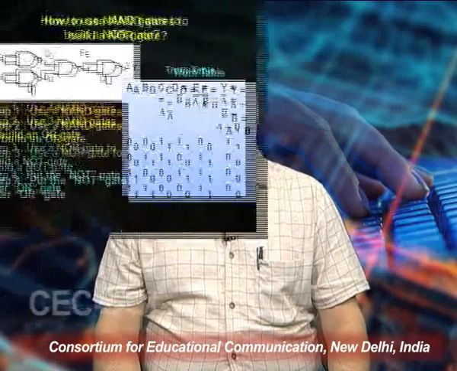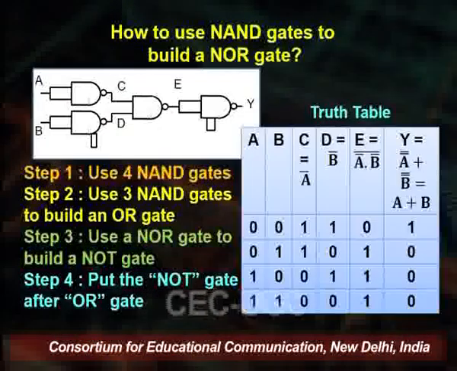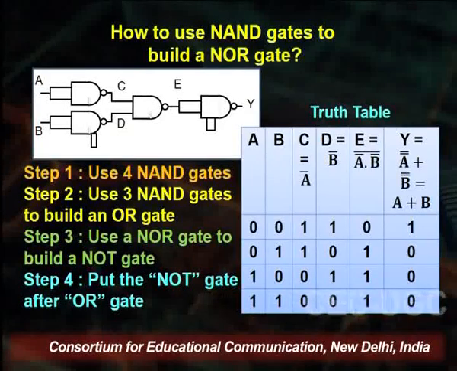Now for the NOR gate, again it is obvious that we have to fix another NOT gate in front of the OR gate circuit. It is trivial, and we can see that for A B equal to 0 0, the output of the NAND gate configured as a NOR gate is 1.